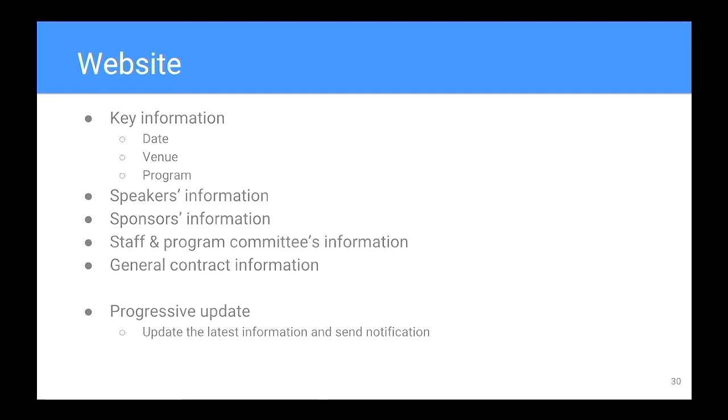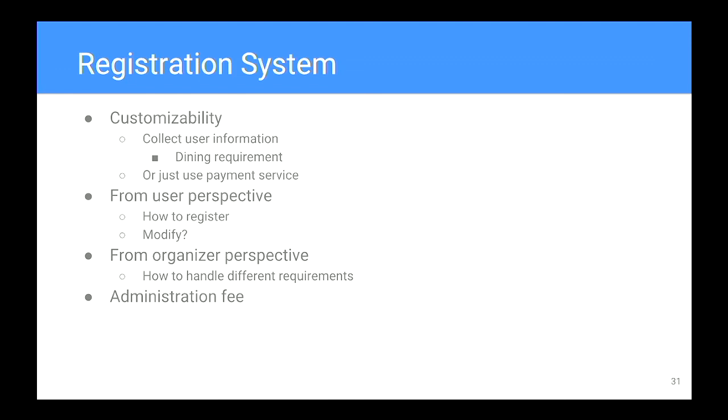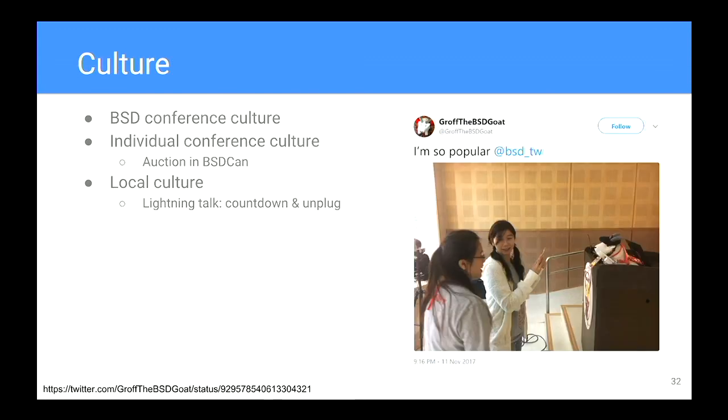Sorry, I know that I have run out of time. I will put the important things. All right, the registration system: check about the customizability, because we need to collect lots of information. And check about the administration fee, because it is related to money, and sometimes the registration fee is higher than you expected. So check them first. Right, so yeah, BSD conference culture.